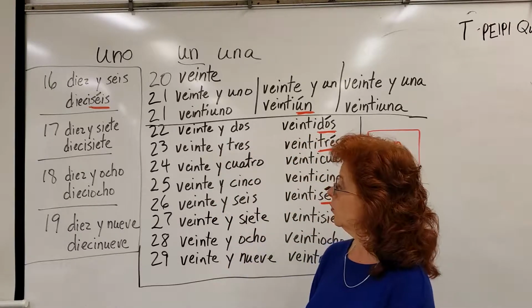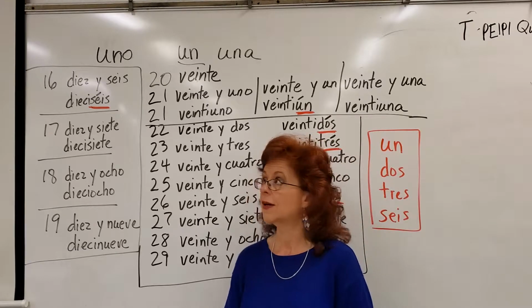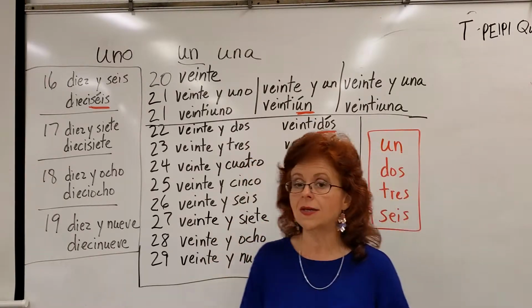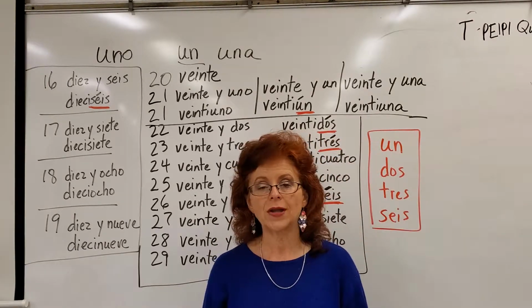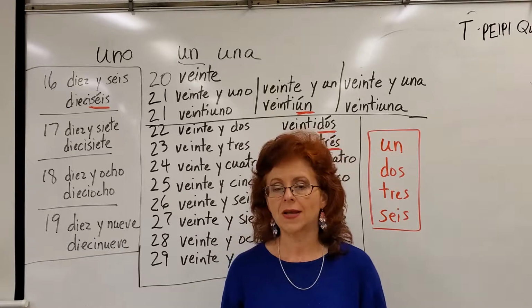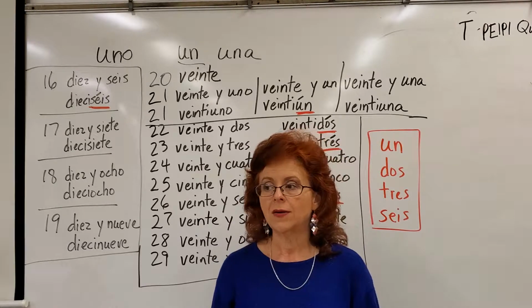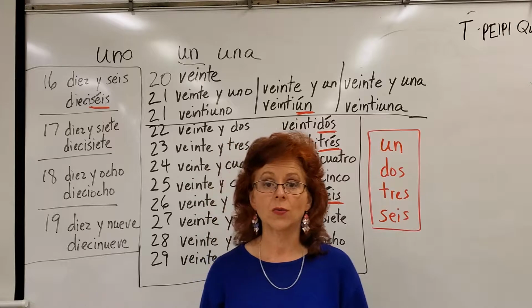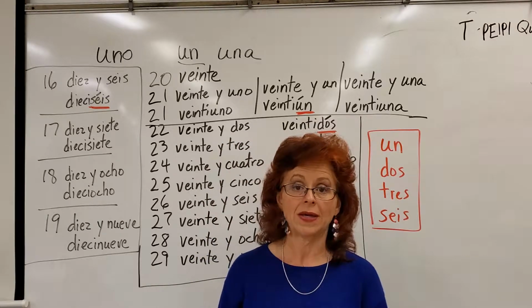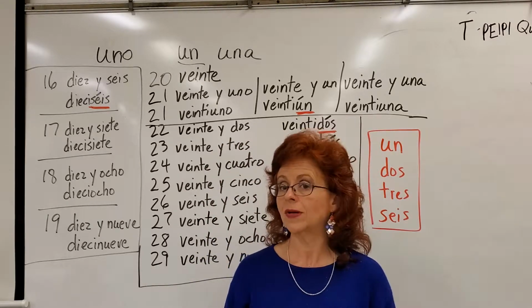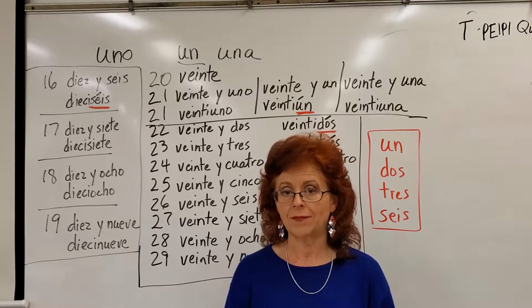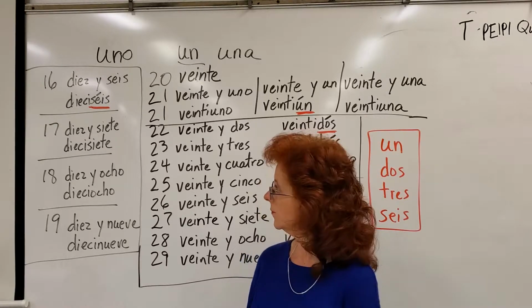So now we have 20 through 29. 20 is just veinte, V-E-I-N-T-E. Pronounce it like a B. Some people say it like a V, but when a V is the first letter of a word, traditionally it's pronounced like a B. Not when it's inside of a word, but when it's the first letter. So veinte, like a B.